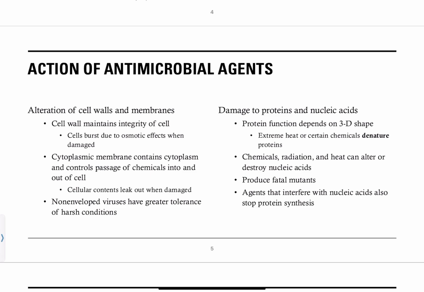Okay, so antimicrobial agents work through two main mechanisms. The first is altering cell walls and membranes. The other one is damaging proteins and nucleic acids. If you remember the structure of a lot of microbes, they have a cell wall. The cell wall helps with structure and protection from osmotic pressure. So if the cell wall is damaged, the cell can lyse or burst.